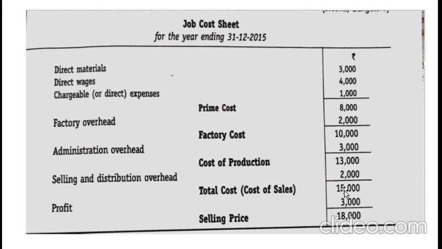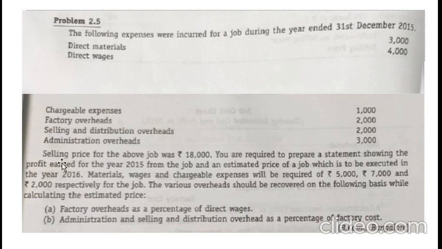So next, you need to find out your selling price. Cost price you have. You need to find out your selling price. Before finding your selling price, you need to know your profit. So cost plus profit will give you your selling price. So let us check whether they have given the information about profit. Selling price for the above job was 18,000. You are required to prepare a statement showing the profit earned for the year 2015 from the job and estimated price of the job which is to be executed in the year 2016.